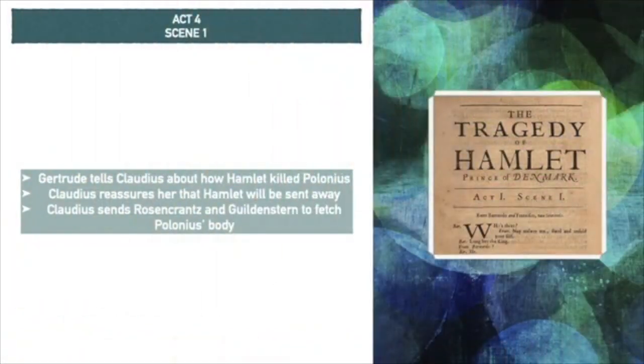Act 4, Scene 1. In this scene, Gertrude tells Claudius about how Hamlet killed Polonius and how she thinks he's really gone mad. Claudius reassures her that Hamlet will be sent away. Claudius then sends Rosencrantz and Guildenstern to fetch Polonius's body to try and figure out from Hamlet where he has put the body.